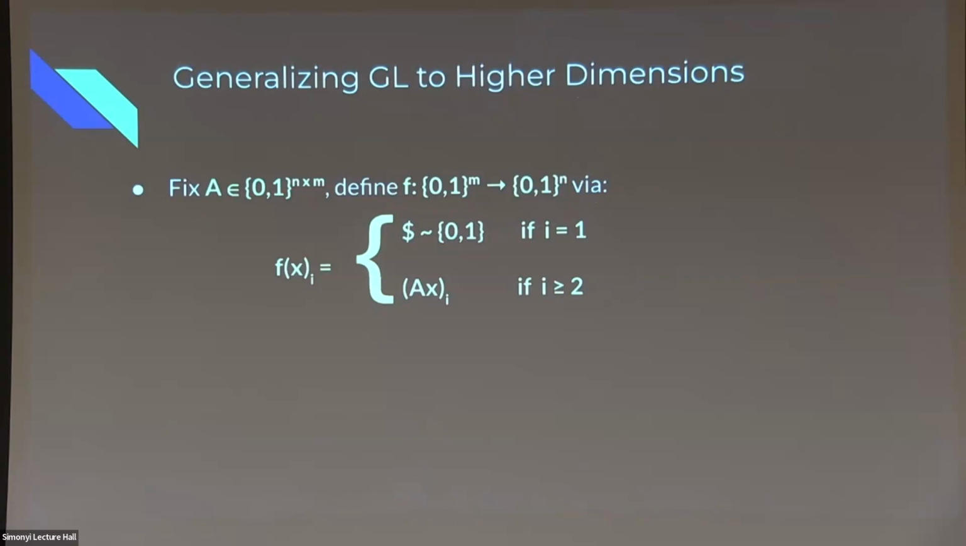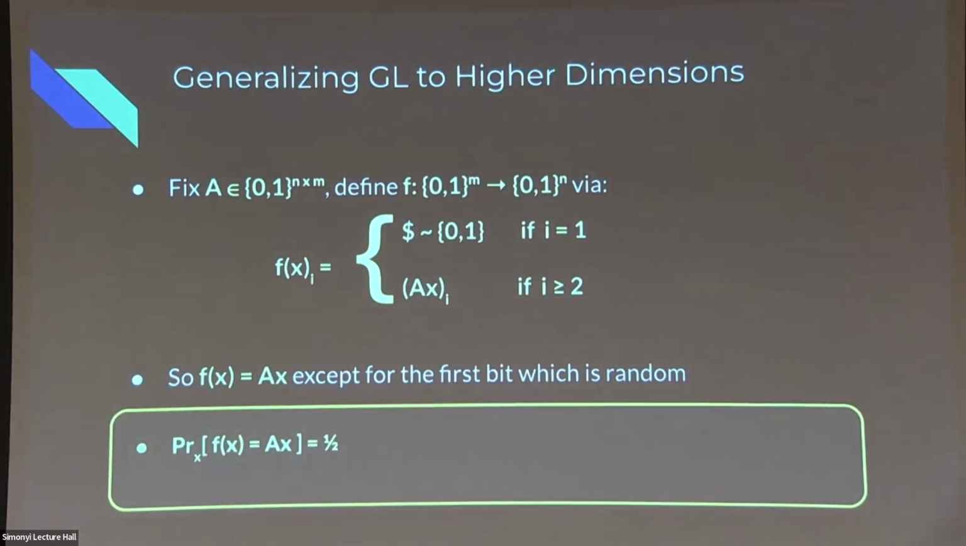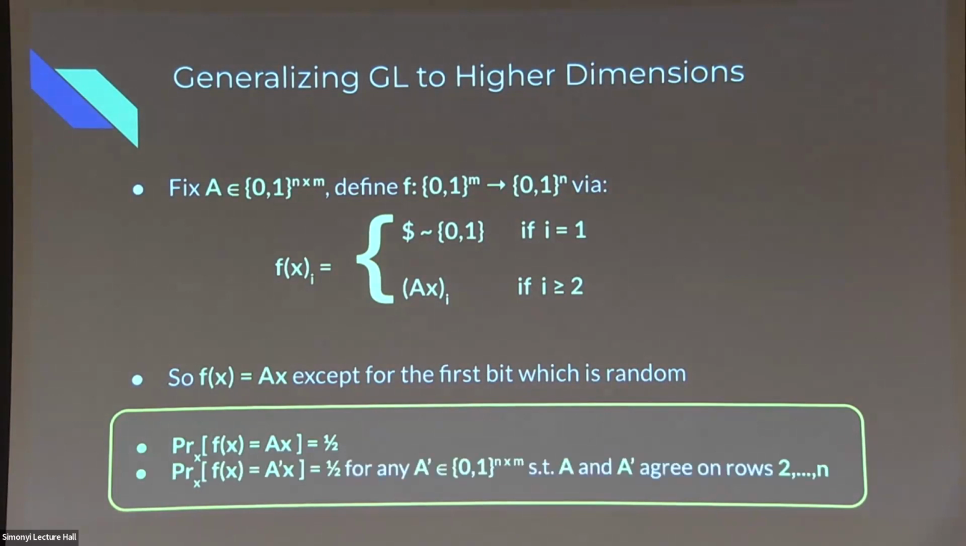Okay, here's a function. f of x equals a of x except the first bit, which is random. Clearly, the probability that a agrees with f is 1/2. It's just whether you got the first bit correct or not. However, this is going to hold, namely the probability that f of x equals a prime of x is 1/2, for any a prime that agrees with a except for the first row. That makes sense. There's no information in f about the first row of a.